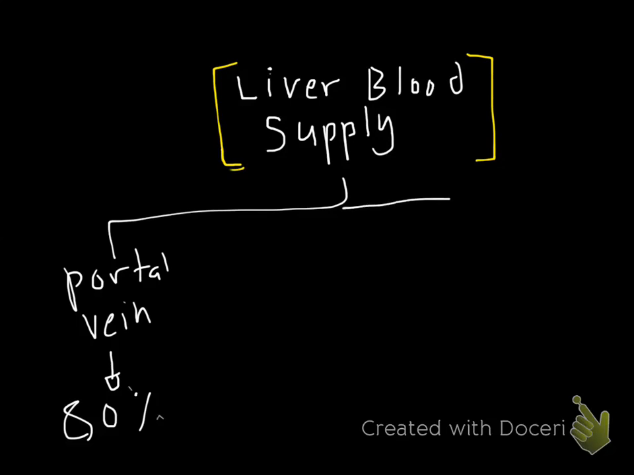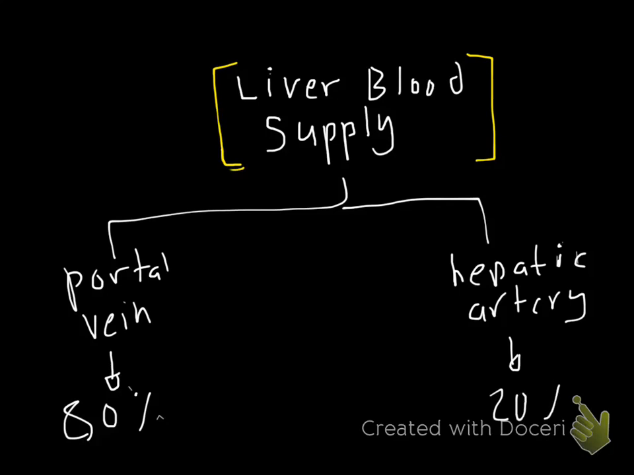Okay. The rest, 20% of blood supply to the liver, is the hepatic artery. So it is the portal vein and the hepatic artery that supply the liver. And this is actually the unique thing about the blood supply to the liver. Usually we have one source that supplies blood to an organ. For example, the kidney is supplied by the renal artery, but here it's supplied by two sources. The first one is the portal vein, 80%, and the second one is the hepatic artery, 20%.